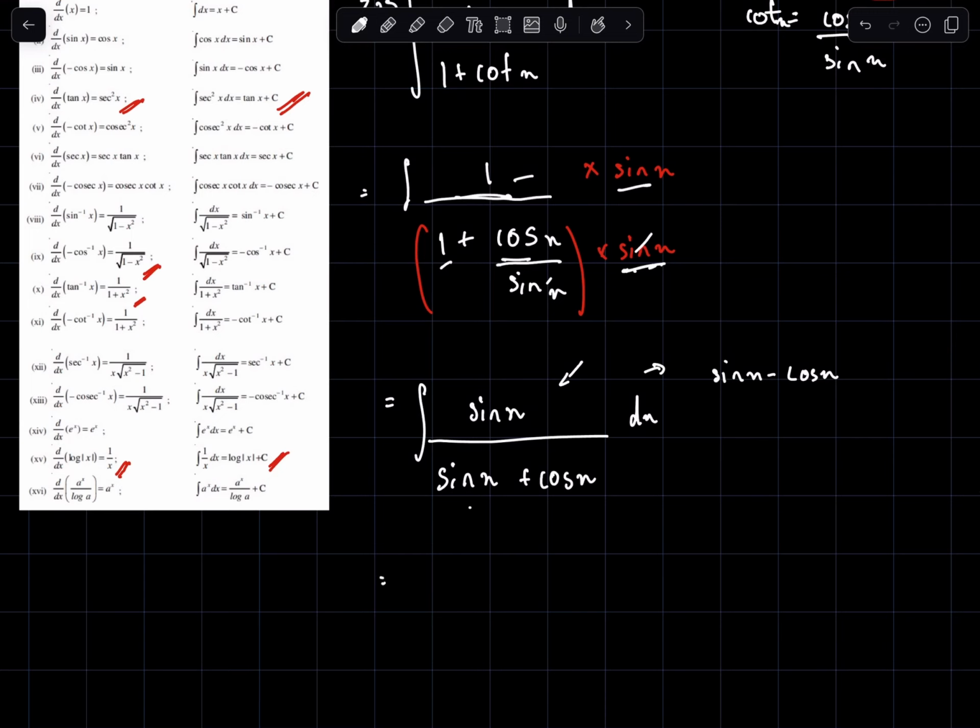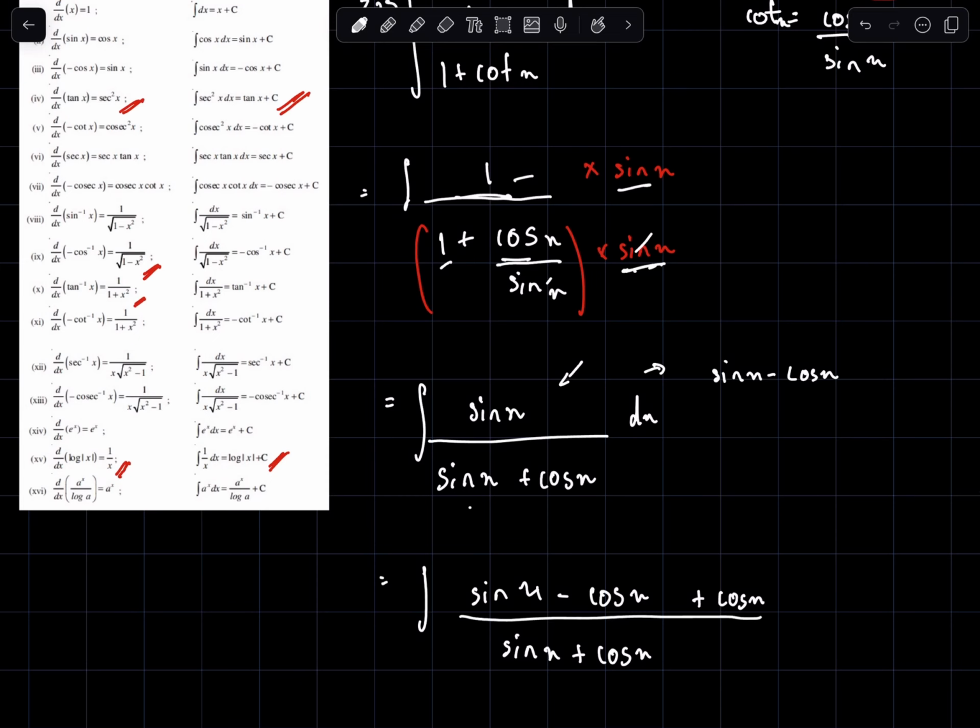Okay. What we do is we just simply add and subtract cos x, right? So we have the integral of sine x minus cos x plus cos x, because this goes to 0, divided by sine x plus cos x.